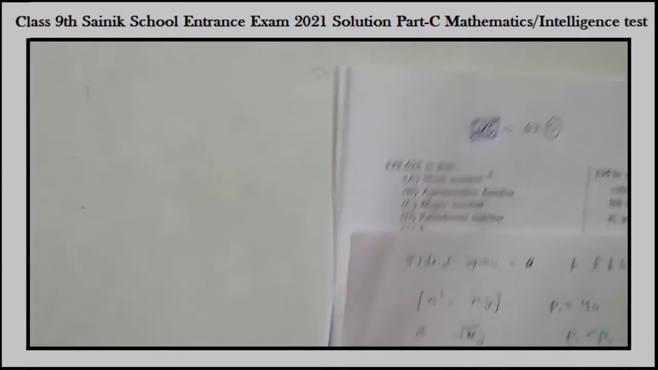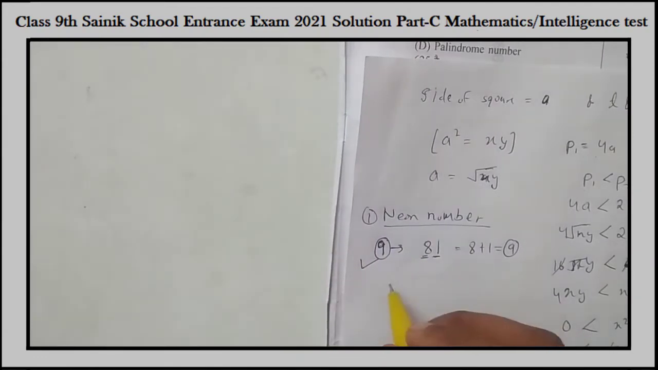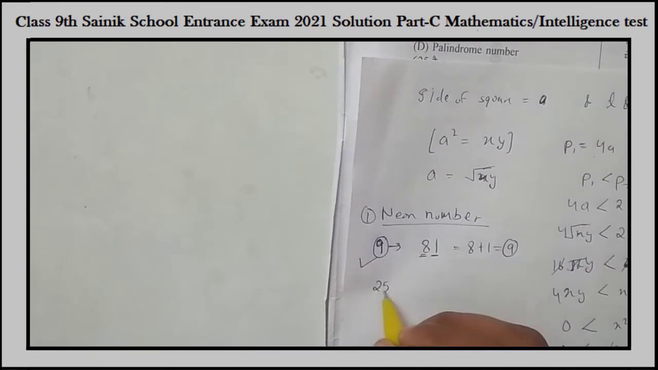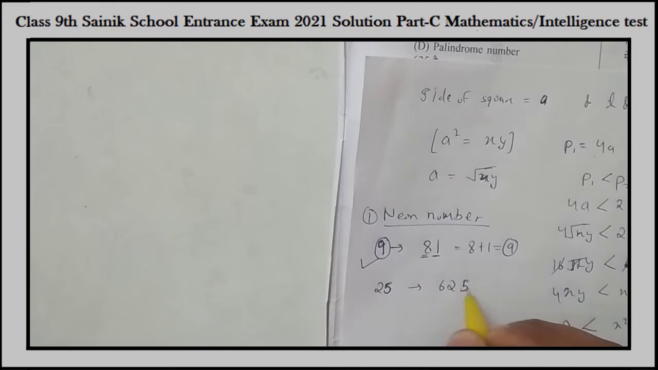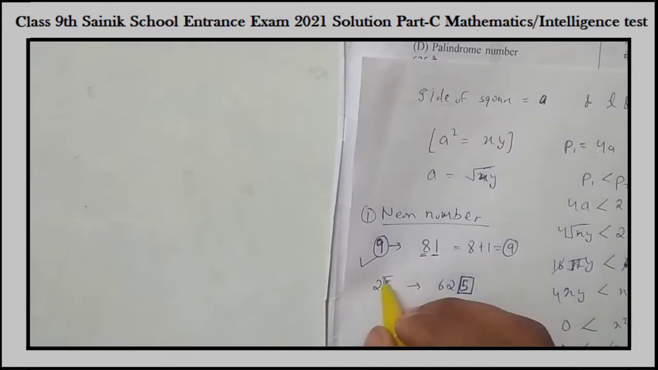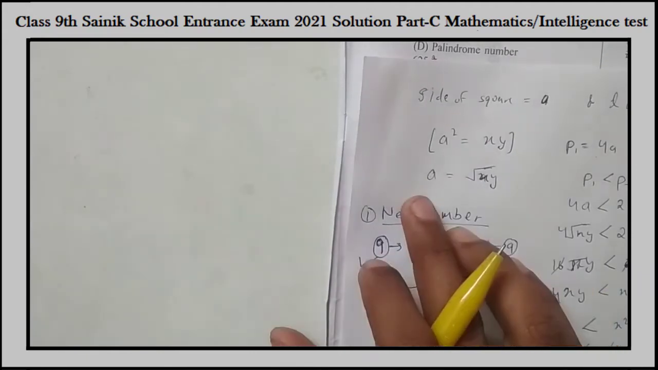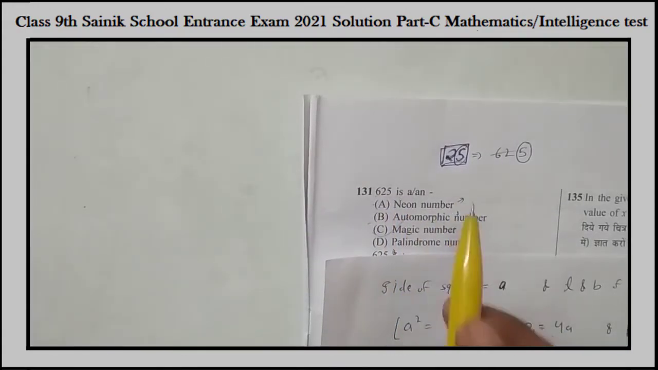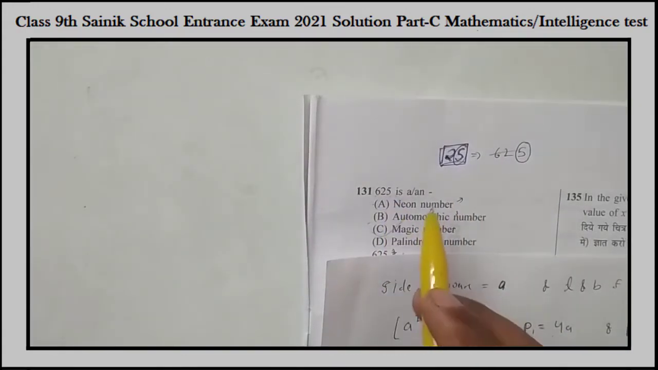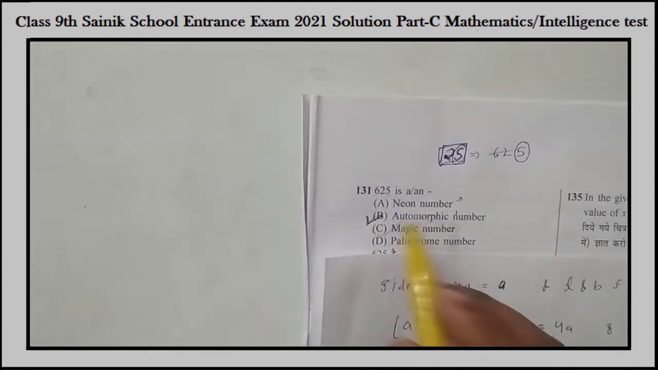What is an automorphic number? An automorphic number means that if we square a number, let us say 25, we get 625. Then the last digits of the square must be equal to the original number. So we can say that 25 is an automorphic number. If we square 625, the last digit must always be 5, so we can say that 625 is an automorphic number. So the correct option is B.